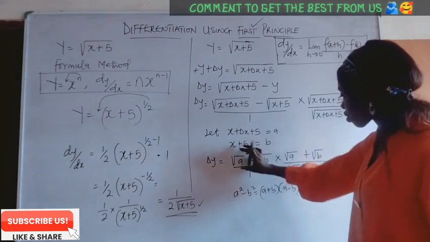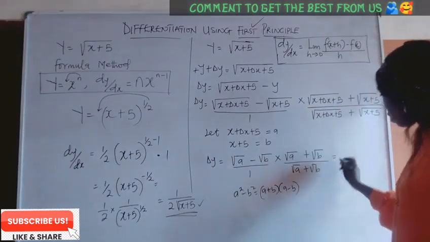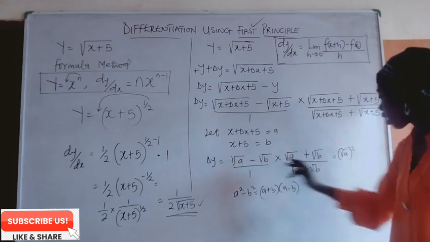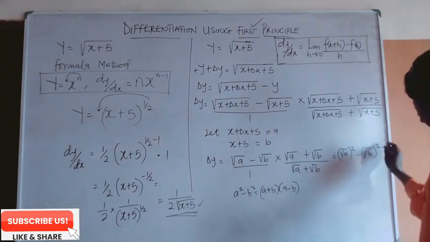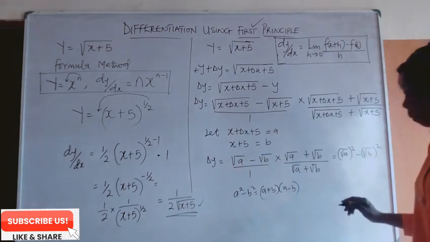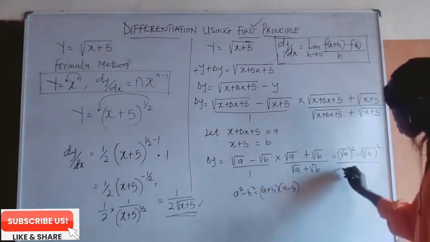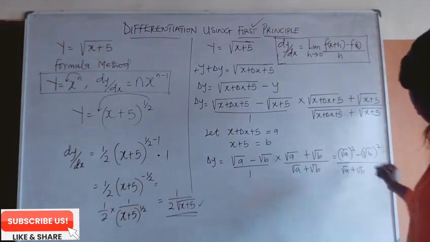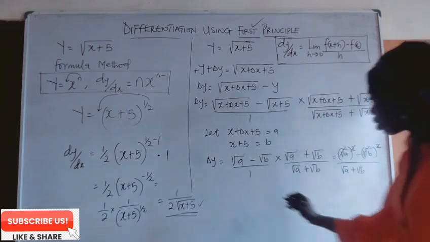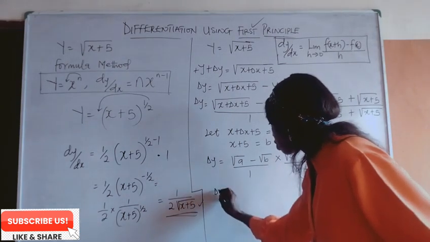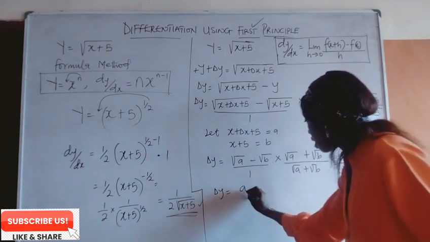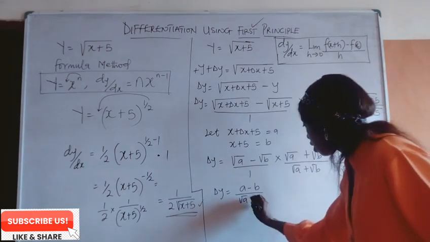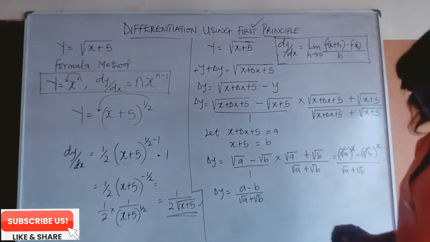So we can use difference of two squares to give us, for the numerator, root a all squared minus root b all squared. This is the same as what we have here. All over, 1 multiplied by root a plus root b. So at this point, we can simplify. This can cancel, this can cancel. So we are still having change in y is equal to a minus b, all over root a plus root b. I hope that is clear.